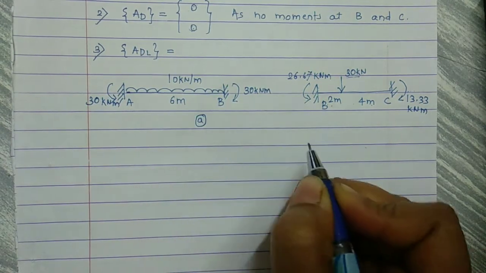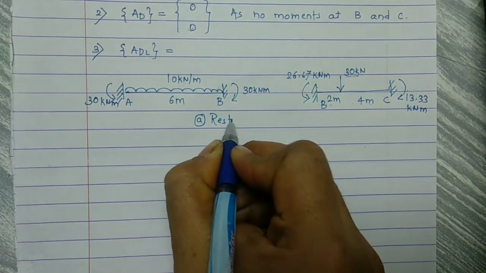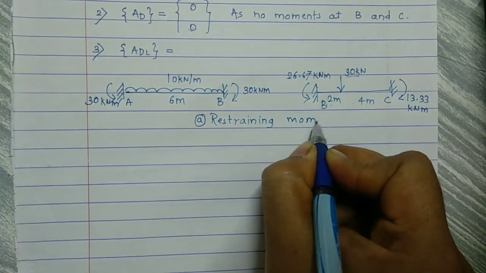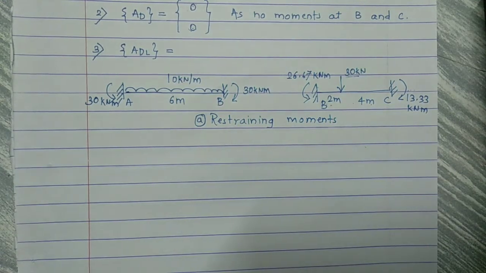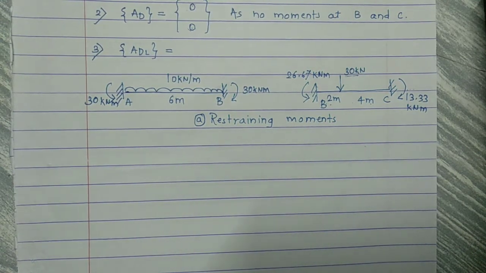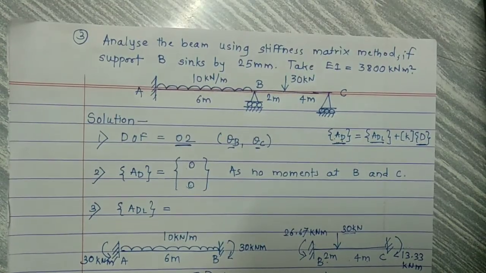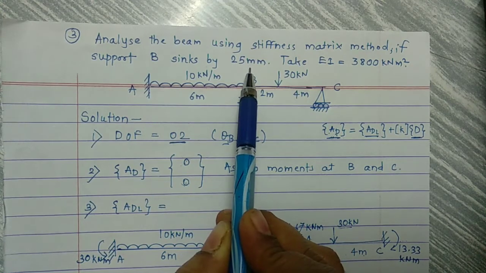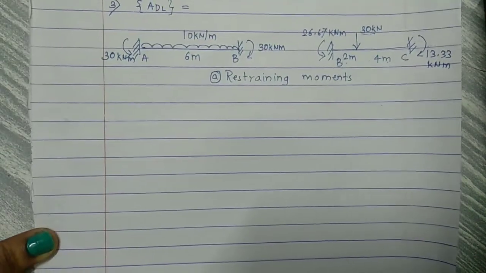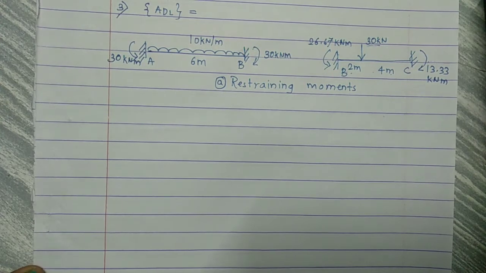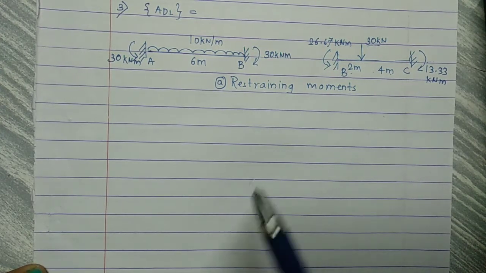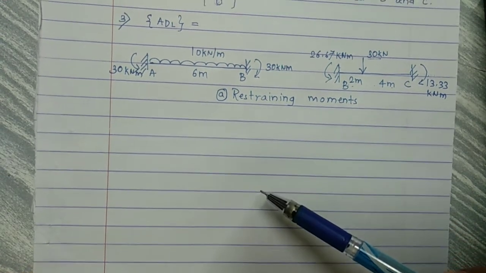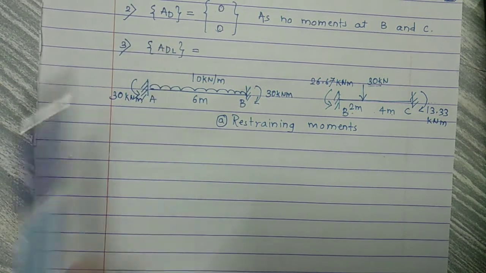So I'll write small a for these two figures as restraining moments. Now here, as in the problem statement, it is mentioned that support B sinks by 25 mm. So in addition to these restraining moments, we have to calculate the sinking moment. And the combination of both the restraining moment and the sinking moment, that we have to add here in this ADL matrix.